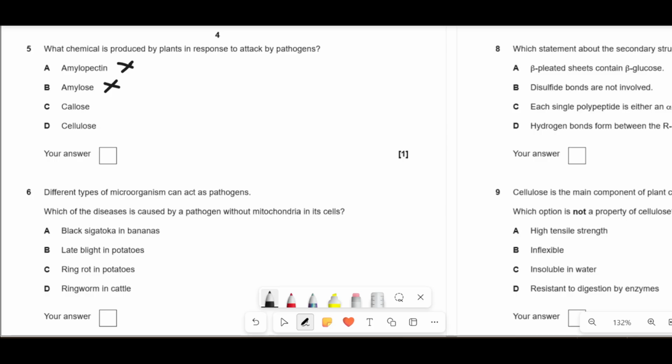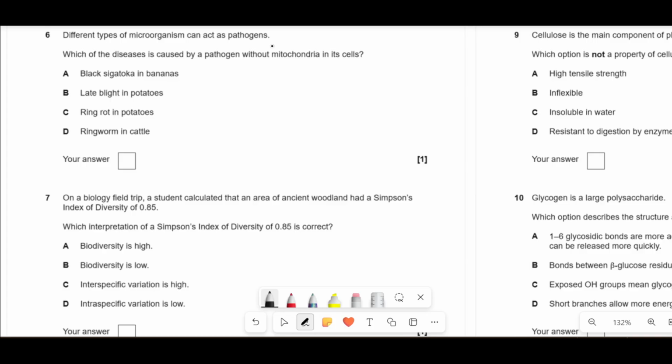So callose is one of them, and cellulose is beta glucose in long polymers, giving strength in cell walls and things like that. So it's not really a thing that's produced by plants in attack cells. It's not that either. So it says different types of microorganisms can act as pathogens.